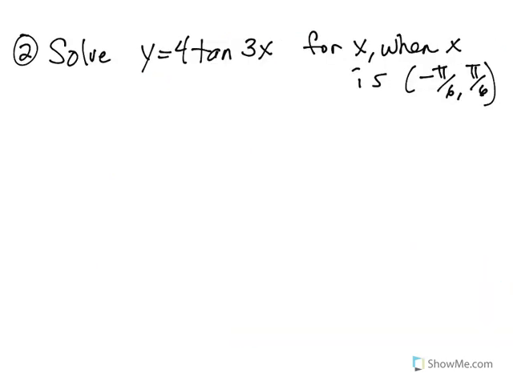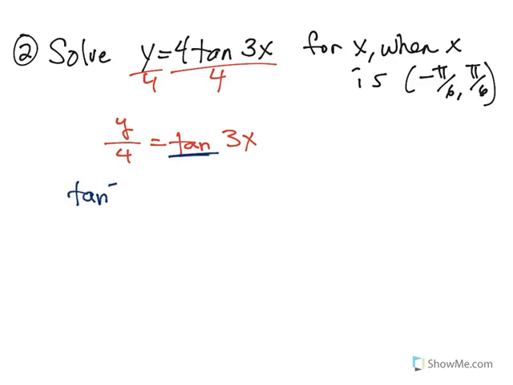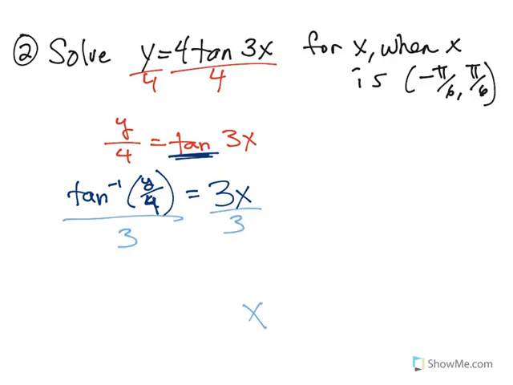The second one is similar. y equals 4 times the tangent of 3x. Okay, no problem. We start by dividing by 4. So y over 4 equals the tangent of 3x. Again, I want to get x by itself. So I take the inverse of tangent. So inverse tangent of y over 4 is going to equal 3x because inverse tangent and tangent will cancel out. And then to get x by itself, I divide by 3. So 1/3 times the inverse tangent of y over 4.